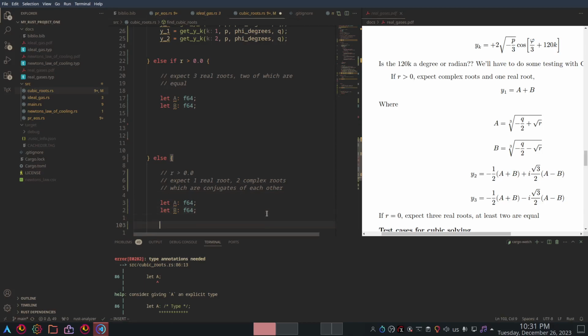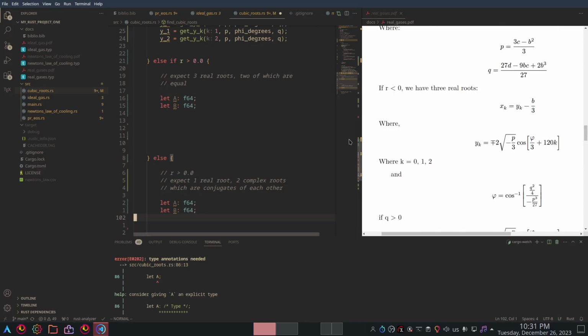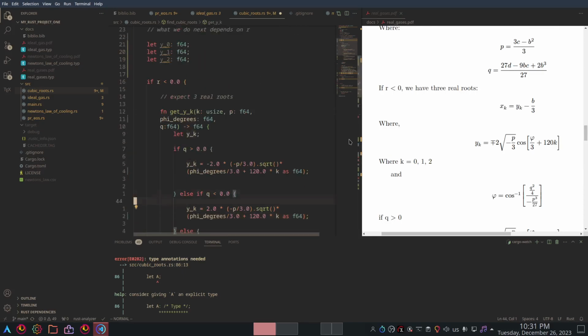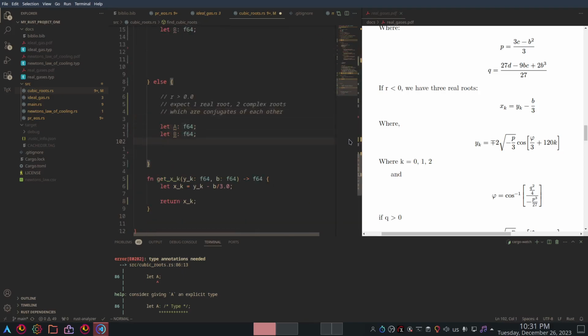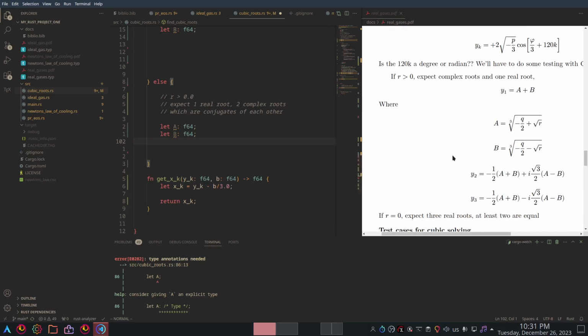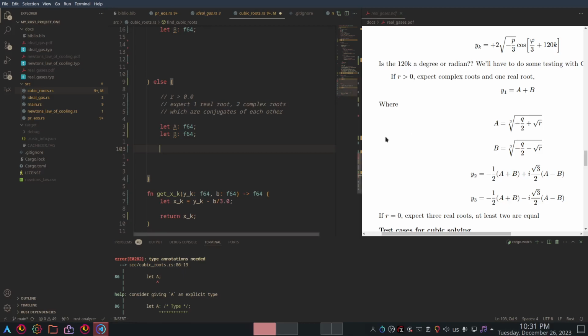The one real root is getting a plus b. So this is a and this is b. So let's see what do we need here. We need q over 2. So q has already been calculated, so we don't need to calculate that again. Okay, let's have r more than 0. So I need a minus q by 2 plus square root r. And b is minus q by 2 minus square root r.